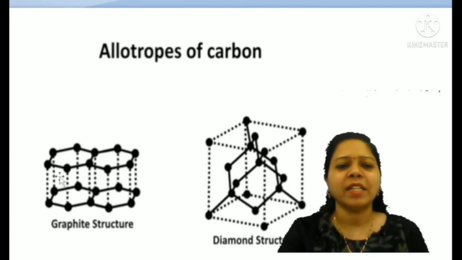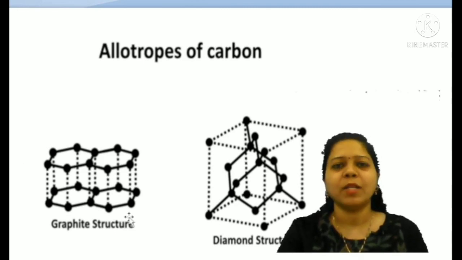But in case of graphite, each carbon is connected to other 3 carbon atoms. That's why 1 electron is remaining, which is free to move here and there, and it carries electricity. That's why graphite is a good conductor of electricity and diamond is a very poor conductor of electricity. This is all about the allotropes of carbon.